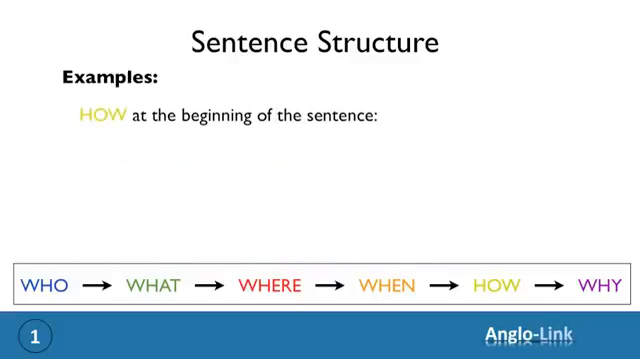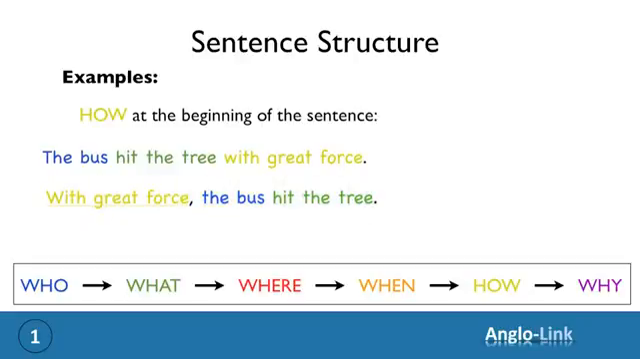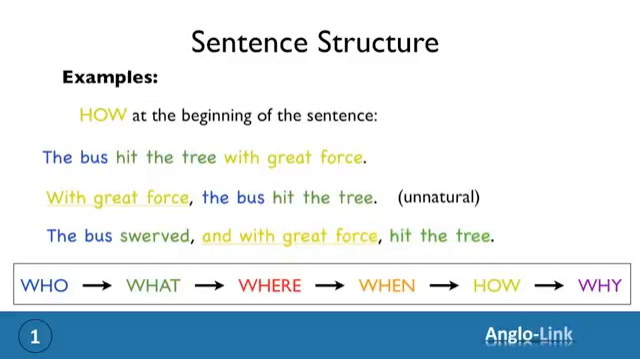Let's have a look at putting the element how at the beginning of the sentence. Our original sentence was, the bus hit the tree with great force. Put the how at the beginning. With great force, the bus hit the tree, and it sounds unnatural. But now let's add another element, make it into a little story, and there will be a reason for putting how at the beginning. For example, the bus swerved and with great force hit the tree.